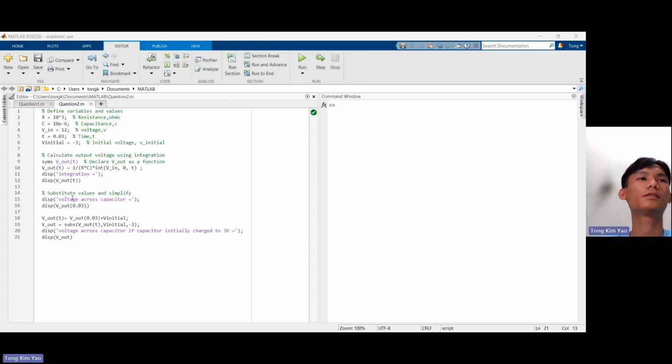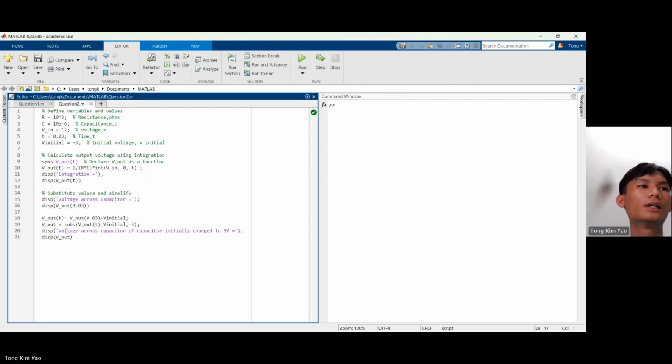Then we substitute the value t equals 30 milliseconds into the integrated equation for V output, and it should calculate the voltage output across the capacitor after 30 milliseconds. But we haven't finished yet, because question 2 stated that the capacitor is initially charged to 3 volt. So we need to subtract the V initial to get the real voltage output across the capacitor after 30 milliseconds. We use the voltage output that we calculated and minus the V initial. This will show the real voltage output. Let's run the program.